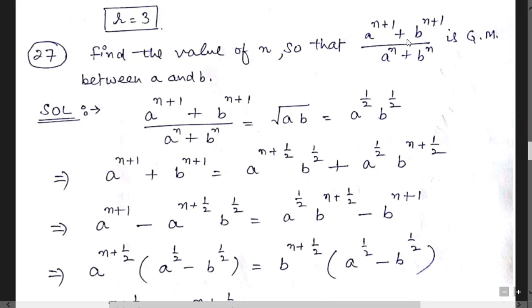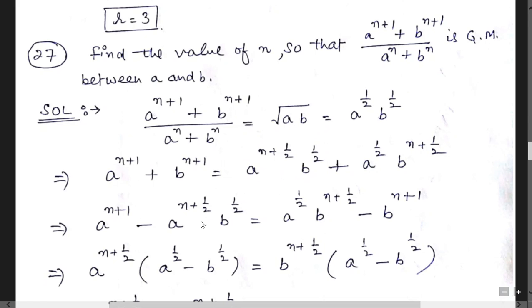Find the value of n so that this term is geometric mean between A and B. Now what about geometric mean? It can be written as AB square root. And what about AB square root? It's A raised to power 1 over 2 and B raised to power 1 over 2. Now multiply this term A^n plus B^n on right hand side. It's A raised to power n plus 1 over 2 into B raised to power 1 over 2. Then B raised to power n plus 1 over 2. These terms and A raised to power 1 over 2.